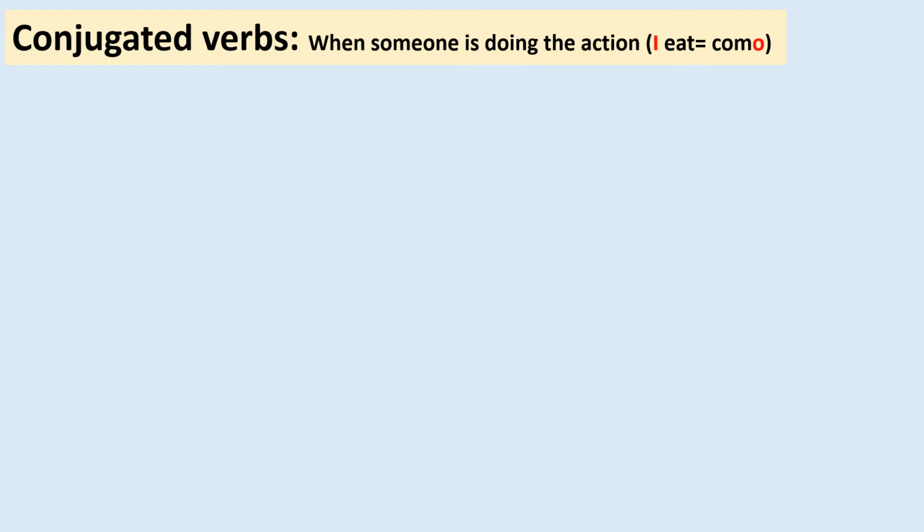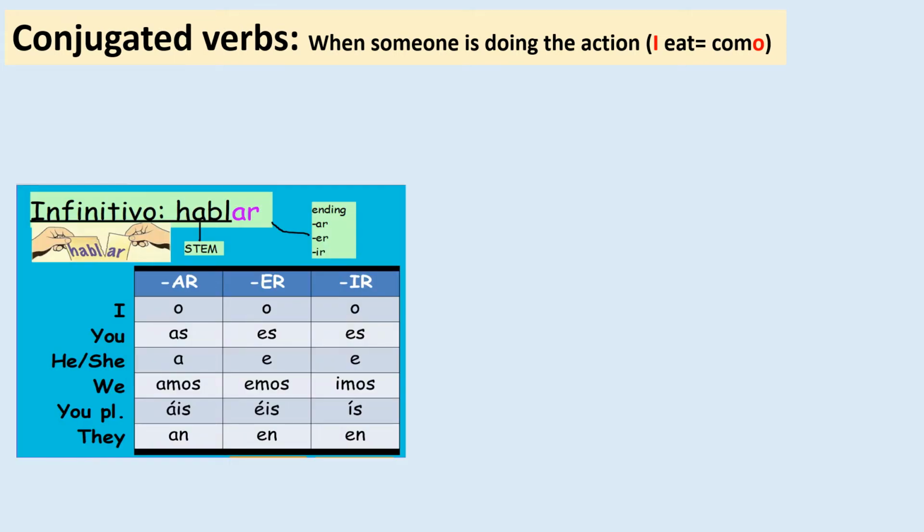So for example, in English, if I say I eat, it is a conjugated verb. In Spanish, it would be como. And you see that o means that I am doing the action. So here you have the conjugation table. You are familiar with it because we have seen it in class. And you need to remember the steps for conjugation.